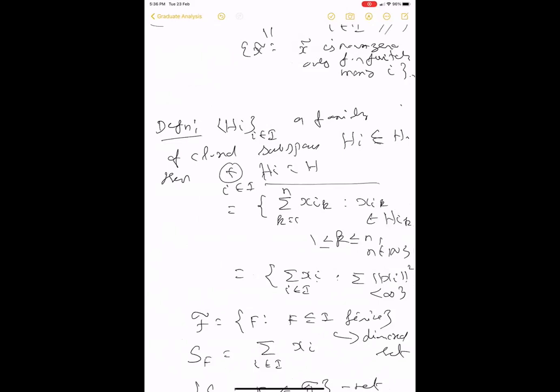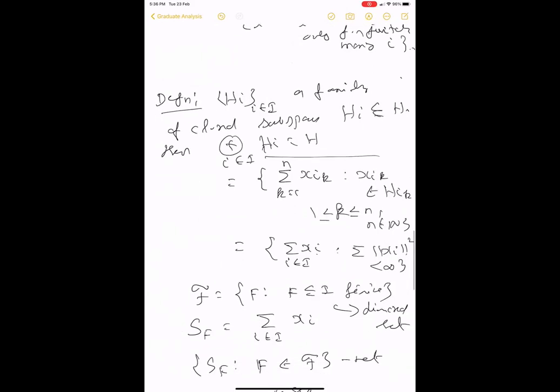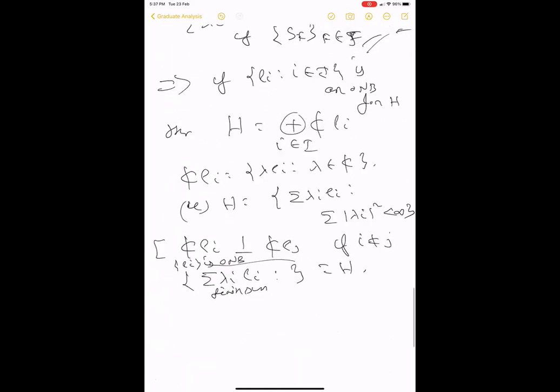If you have internal direct sums, this is true not just for one dimension but for general subspaces. The internal direct sum of Hi you can define like this, which is precisely equal to summation of xi with summation of norm xi squared finite. That's why, if you take an orthonormal basis, by definition it is an orthonormal set, so ei is orthogonal to ej, and C ei is orthogonal to C ej for i not equal to j. If you take finite sums like this, then the closure is H. That is equivalent to saying H is all those summation lambda i ei with summation mod lambda i squared finite.